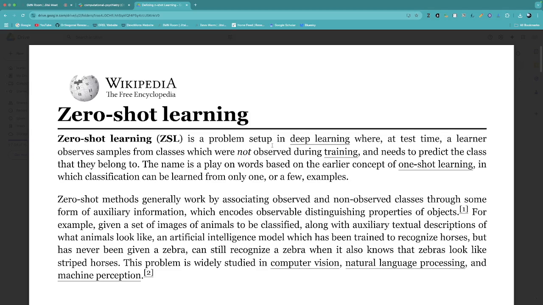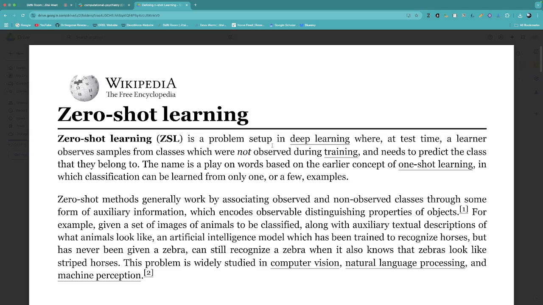Zero-shot methods generally work by associating observed and non-observed classes through some form of auxiliary information, which encodes observable distinguishing properties of objects. For example, given a set of images of animals to be classified, along with auxiliary textual descriptions of what animals look like, an artificial intelligence model, which has been trained to recognize horses, but has never been given a zebra, can still recognize a zebra when it also knows that zebras look like striped horses.